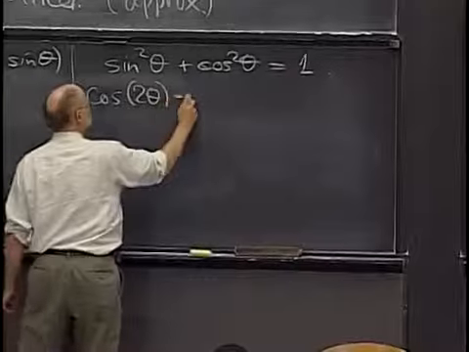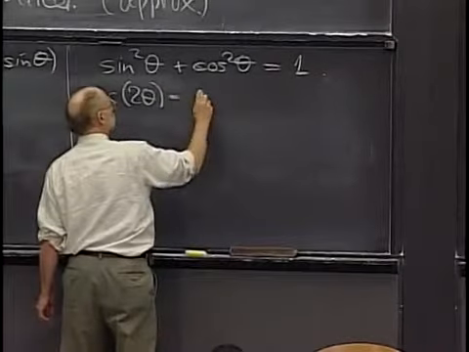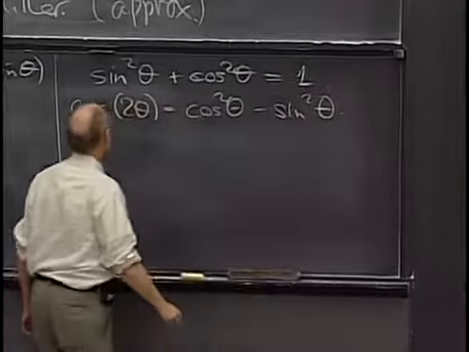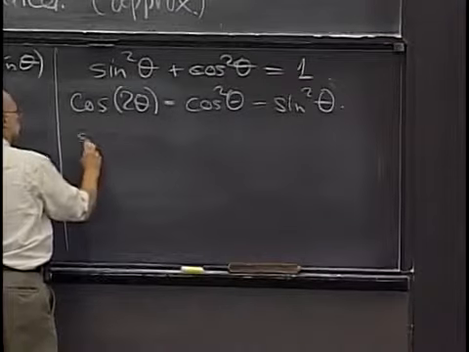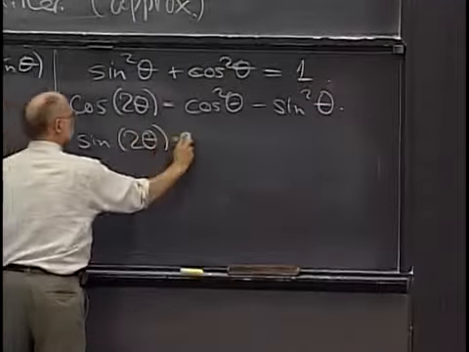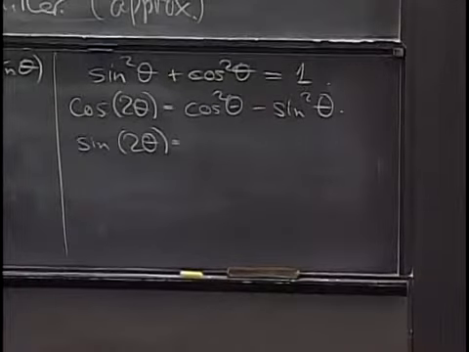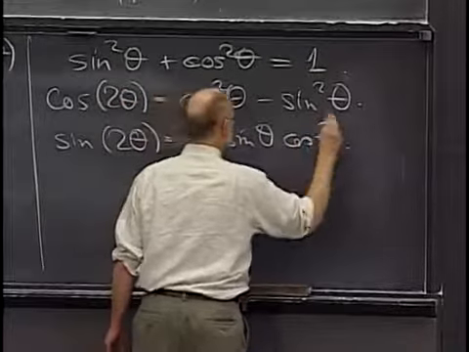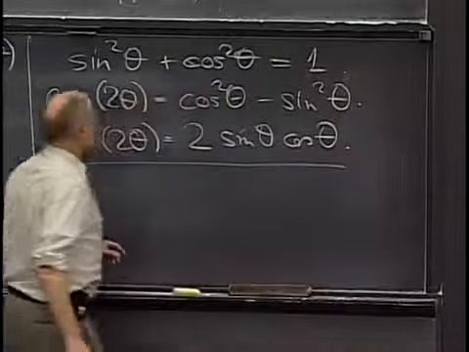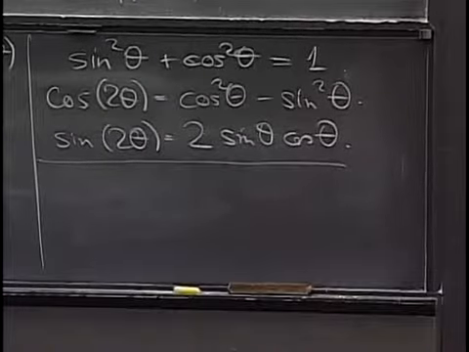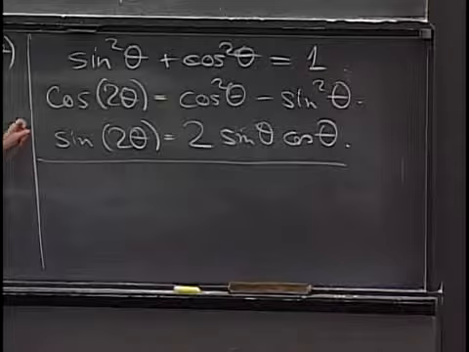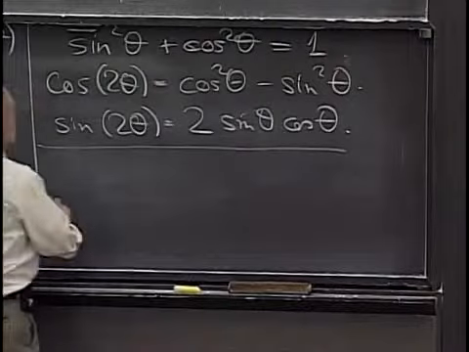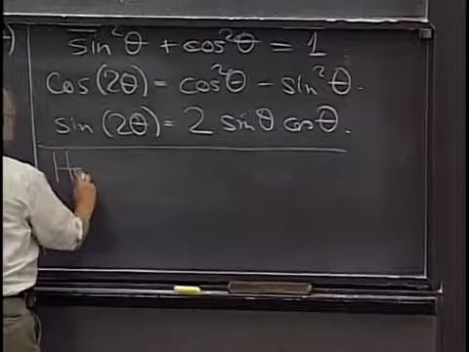Cosine of 2 theta, there's this double angle formula that says cosine of 2 theta is cosine squared of theta minus the sine squared of theta. And there's also the double angle formula for the sine of 2 theta. Remember what that says? 2 sine theta cosine theta. Now, I'm going to use these trig identities in a slightly different way, so I'd like to pay a little more attention to this one and get a different way of writing it out. So this is actually the half angle formula.